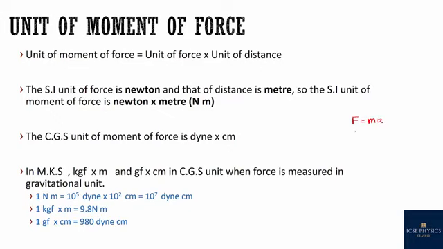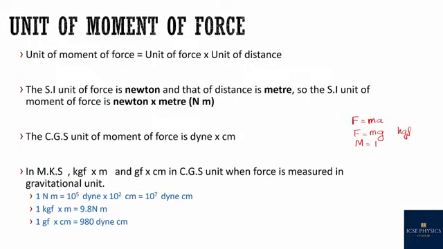When force is measured in gravitational unit, what can we write? F is equal to m, and instead of a we will write acceleration due to gravity, g. So what will happen when force is measured in gravitational unit? Force is given in the unit of kgf, mass is in kg, and g is measured in kgf. So similarly, what will be the moment unit?